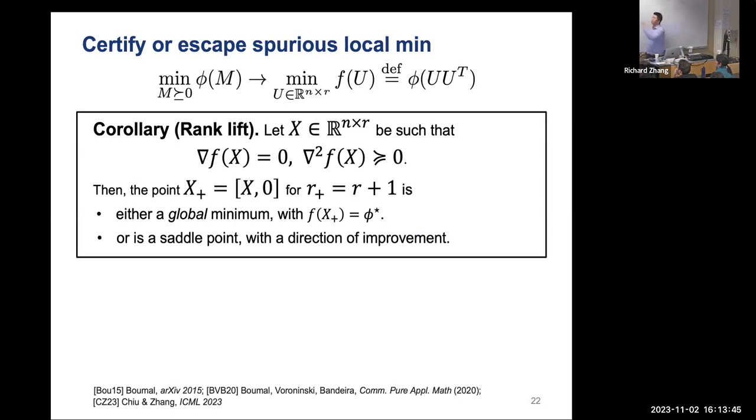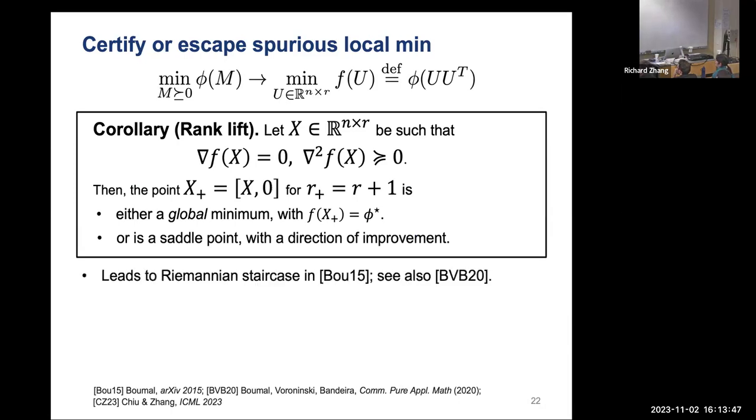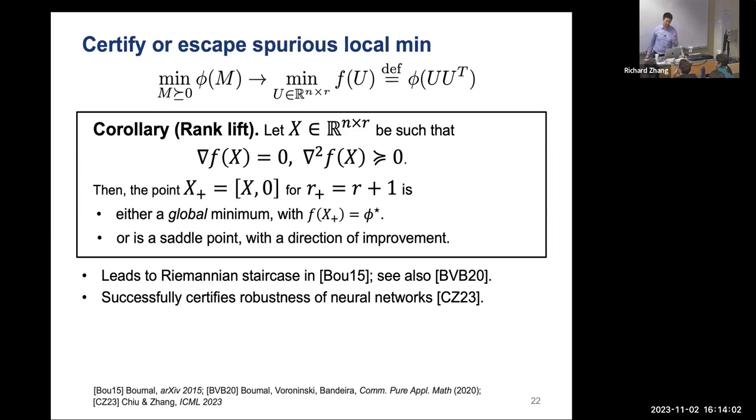So if you keep doing this, if you keep increasing the rank, you end up with something called the Riemannian staircase, and so you're eventually, hopefully, going to stop, okay? And in practice, it stops, and we actually use this to certify robustness of neural networks, and I might have a little bit of time to talk about it at the very end of this talk.